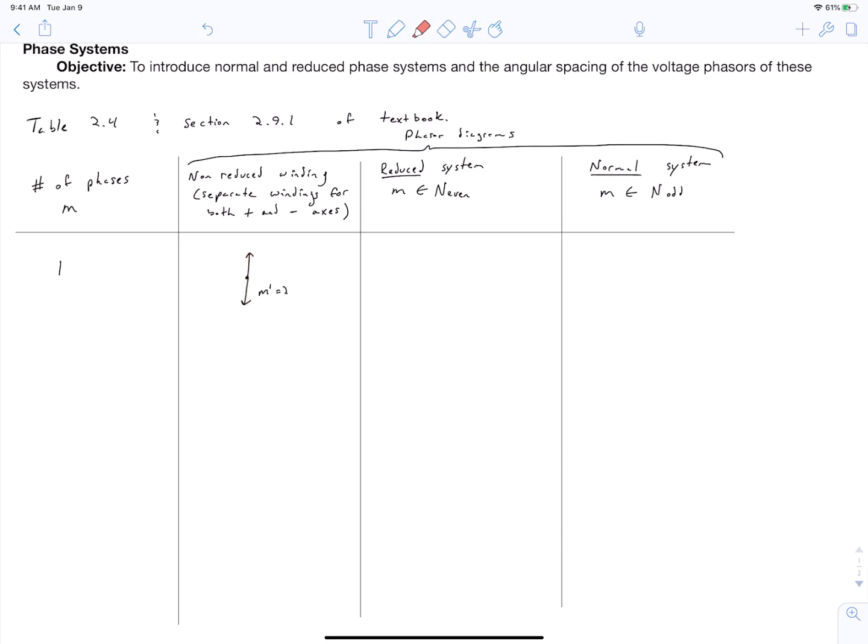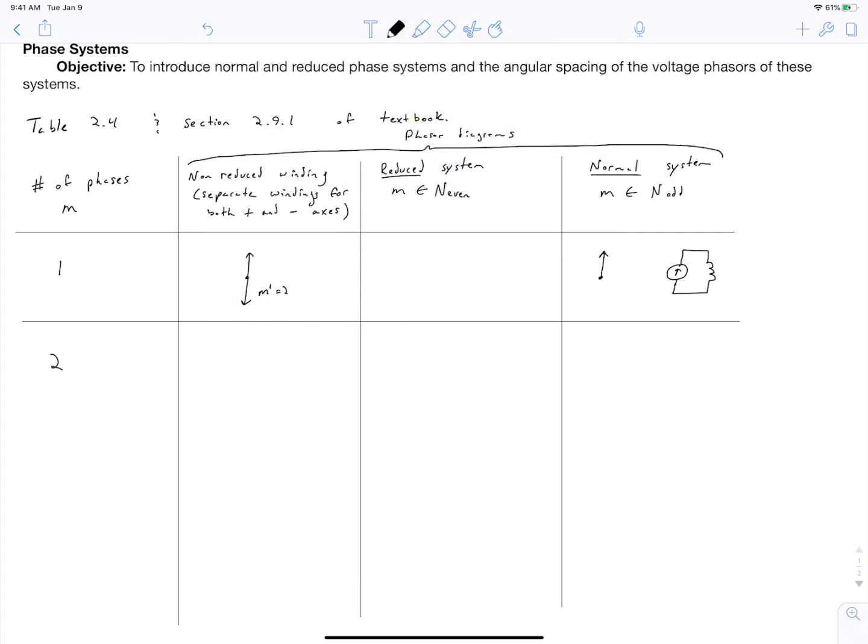And so when we reduce this down to a system that has the minimum number of phase windings, we will put it in one of these two categories. And since m is an odd number, we put it over here in the normal system category. And so you can see we would have a voltage phasor diagram that simply looks like this. And if we draw the connection diagram for how the phase winding connects to a power source, very simply put, we would have one power source connected to our winding. All right, so this was the simplest case.